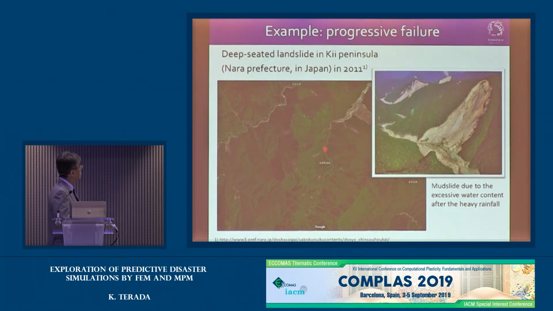For example, let's see the deep-seated landslide in Kii Peninsula in Japan. Okay. Here we had a mudslide due to the excessive water content after the heavy rainfall.